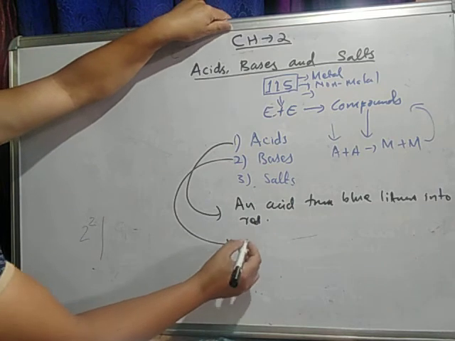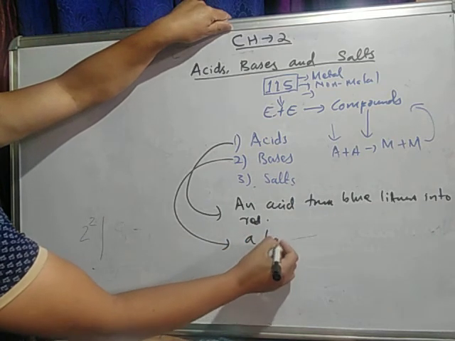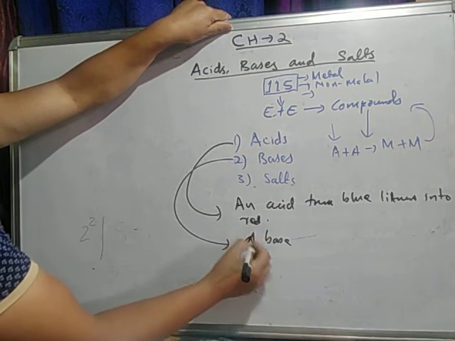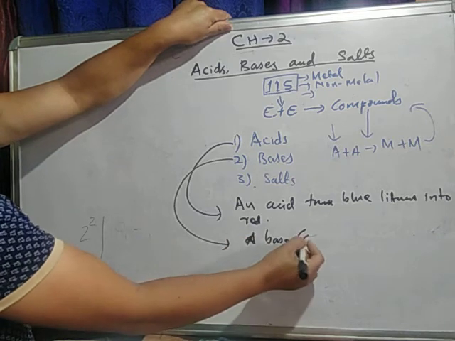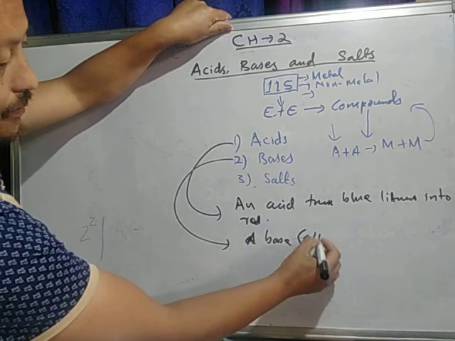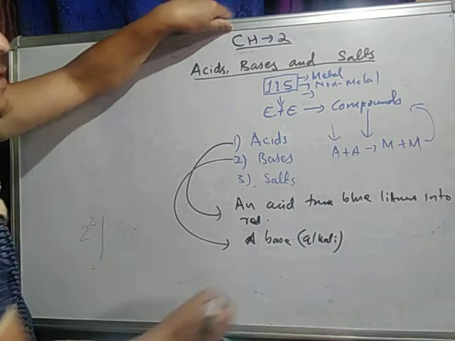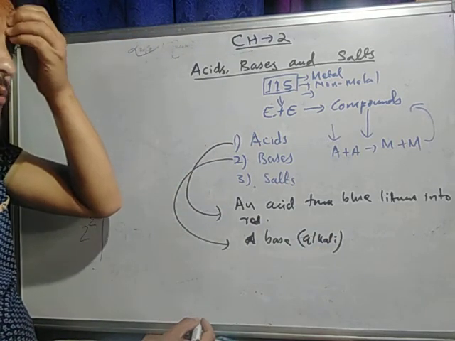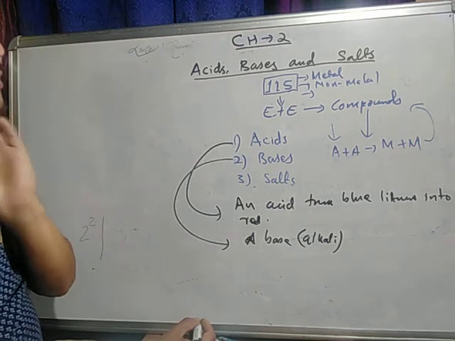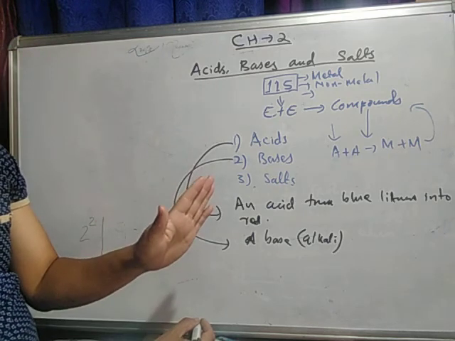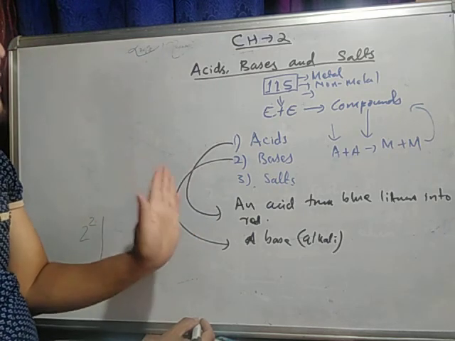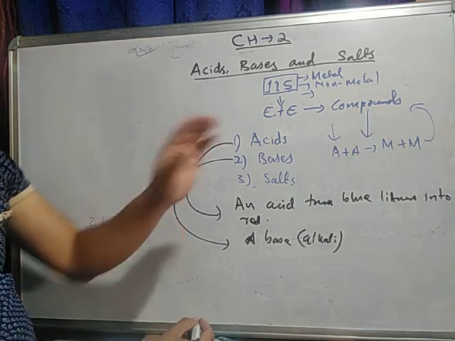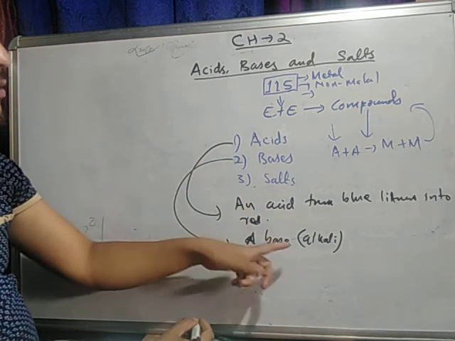Next, what happens with a base? A base is also called an alkali. Why? Some of the bases, like sodium hydroxide, are soluble in water. So those bases which mix with water are called alkali.